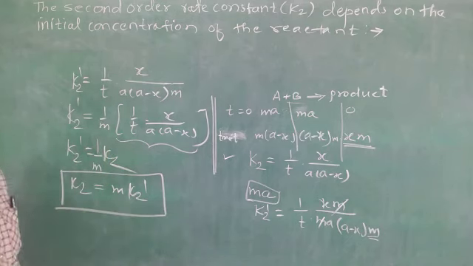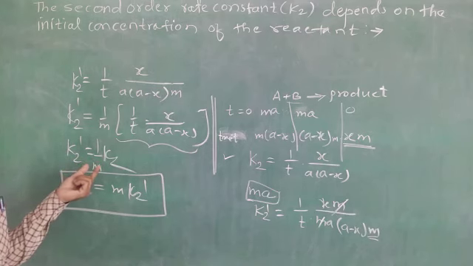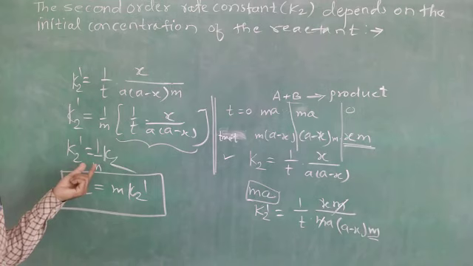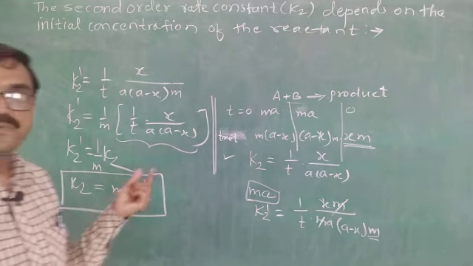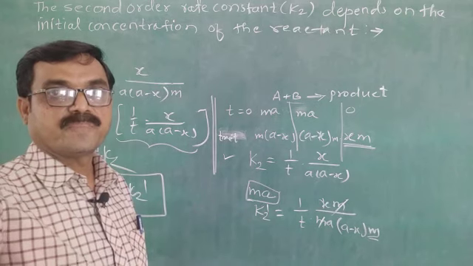Then there will be an effect. If we change the concentration, then there will be an effect on the rate constant of the second order reaction. This is the fourth characteristic of a second order reaction.